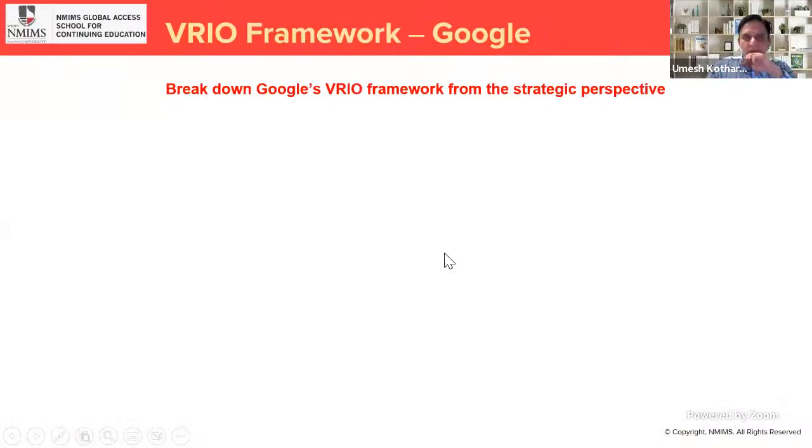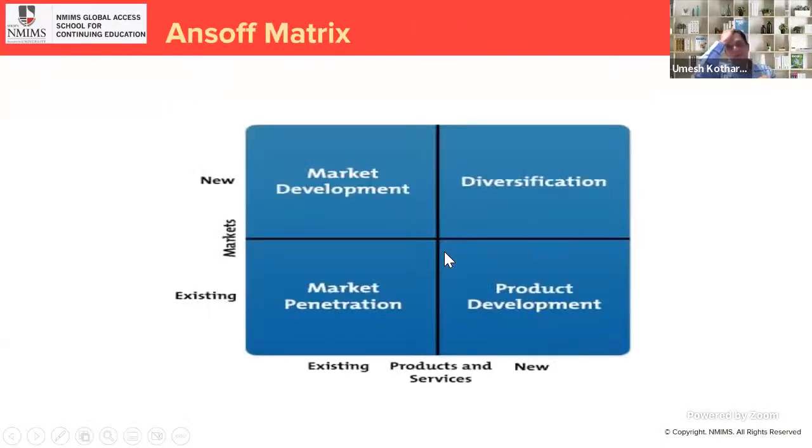So moving on to our next framework that we want to talk about, and this is the Ansoff matrix. This is also a growth matrix that helps you plan for the future as far as your strategy development or formulation is concerned. On the y-axis, you have markets, which could be a new market or an existing market. And on the x-axis, you have a product or a service, which is either already there, or is it new? Or is it a new launch that you are doing?